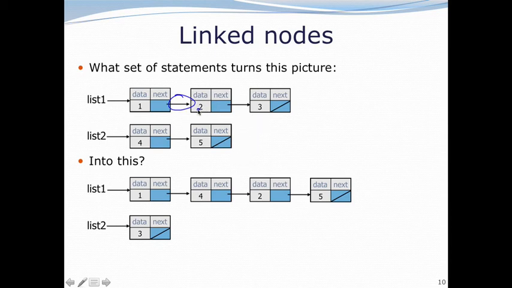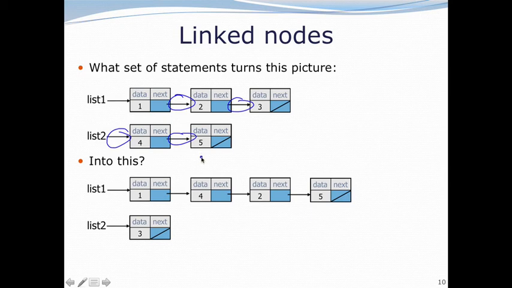Similarly here, the node with a 2 in it is linked to a node with a 3 in it, whereas here it's linked to a node with a 5 in it. So this reference has to change. List2, again, is not the same reference in these two pictures, so this one has to change. And it looks like this one also has to change. So we've got a lot of references to change.